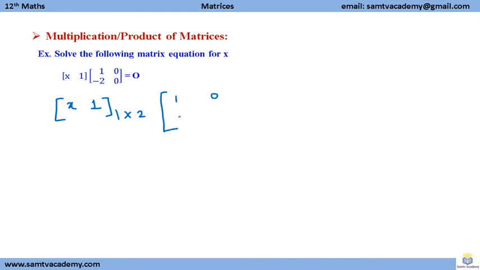1 0 minus 2 0, and its order is 2 by 2 matrix, that is equal to null matrix. So here column is equal to row, so it is defined and we can perform its multiplication. What will be the order of the product of this matrix? The order will be 1 by 2. So we will get a 1 by 2 matrix, and for solving we have to multiply row with each column. So let's start.